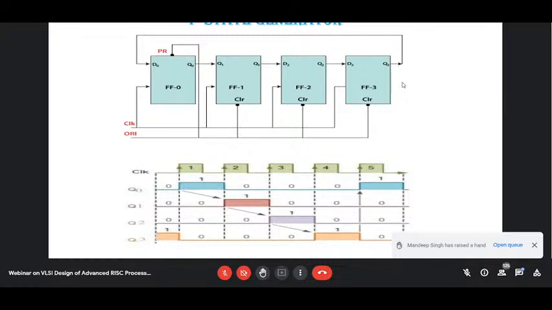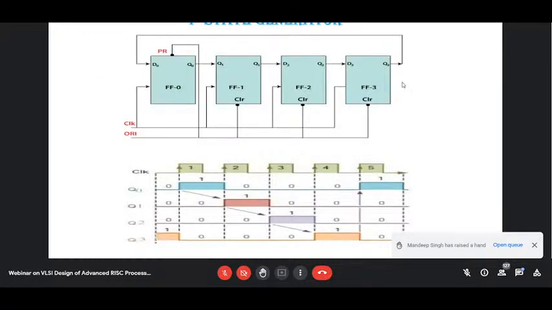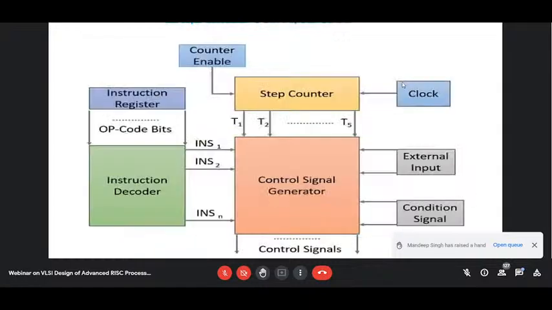So Q0, let's say, call it T1. Then Q1 is T2, then T3, T4. In that way, the T states are generated. So a step counter is nothing but a ring counter, which will generate T1, T2, T3, T4, T5, T6, and so on. And basically, for that, you need a basic clock. On the right-hand side, a clock is given here. If you see the diagram, a clock is required. So from the clock, you are extracting the T states.